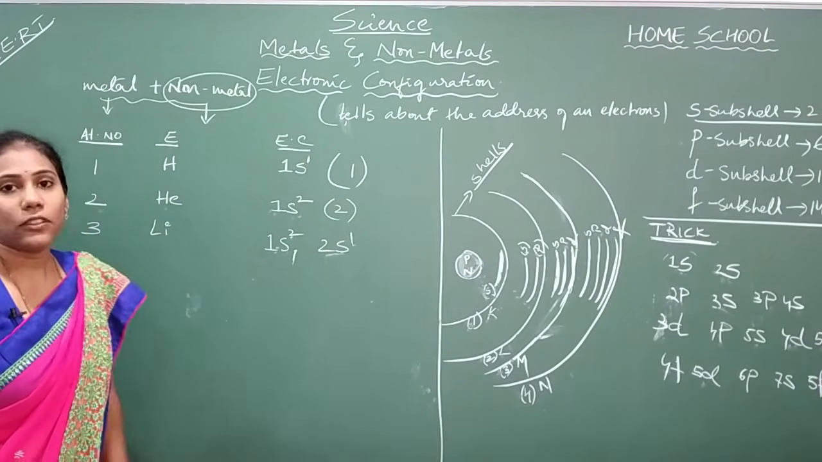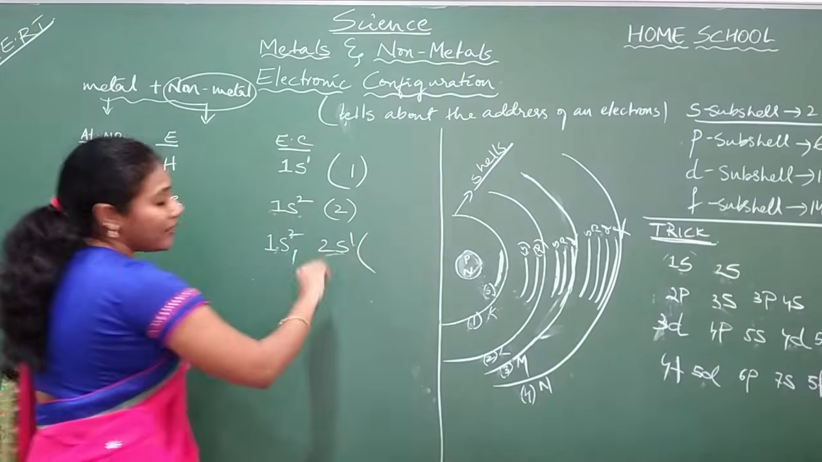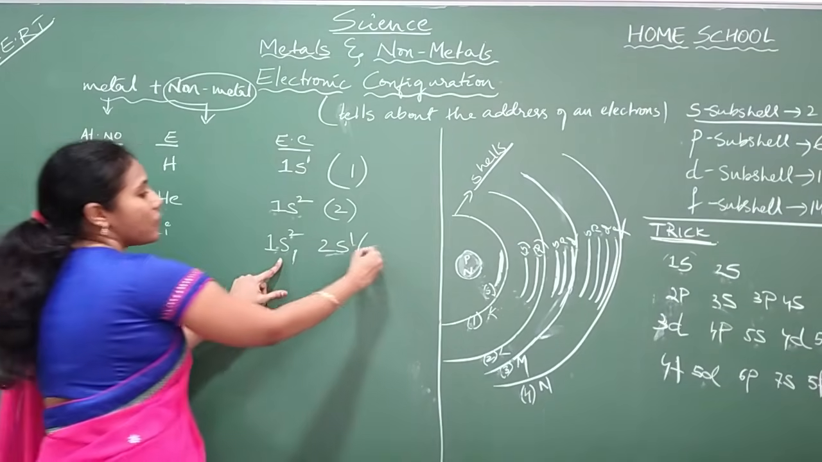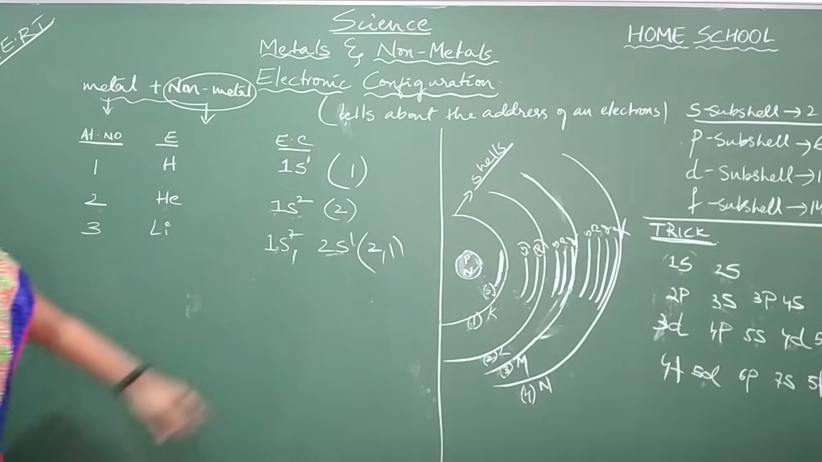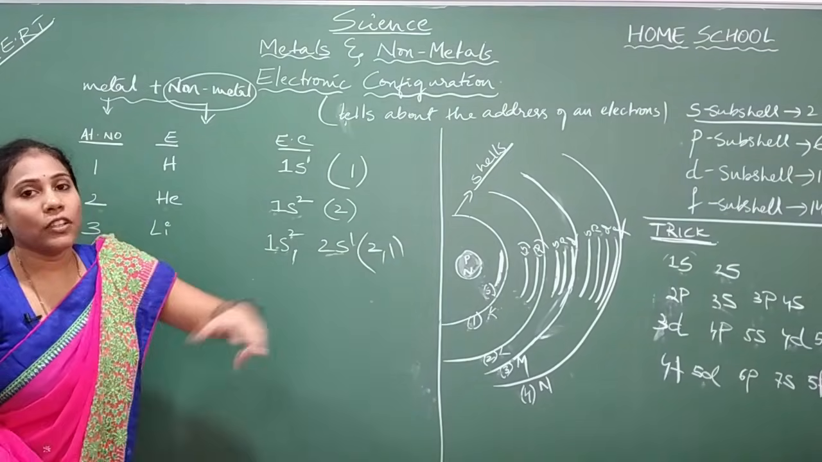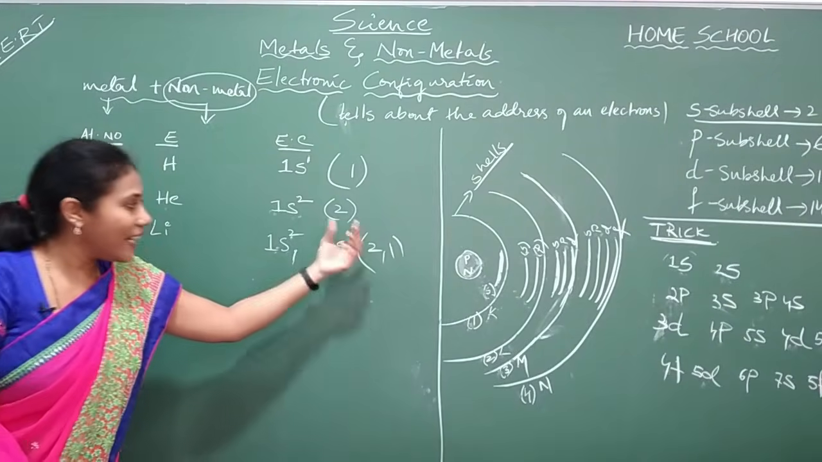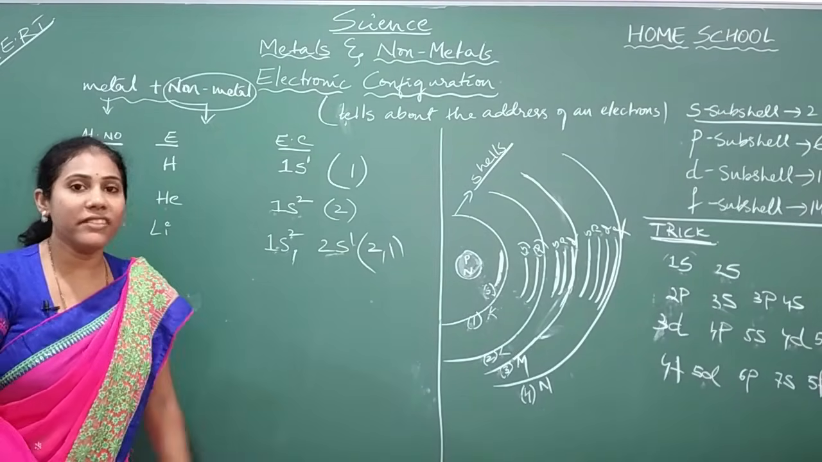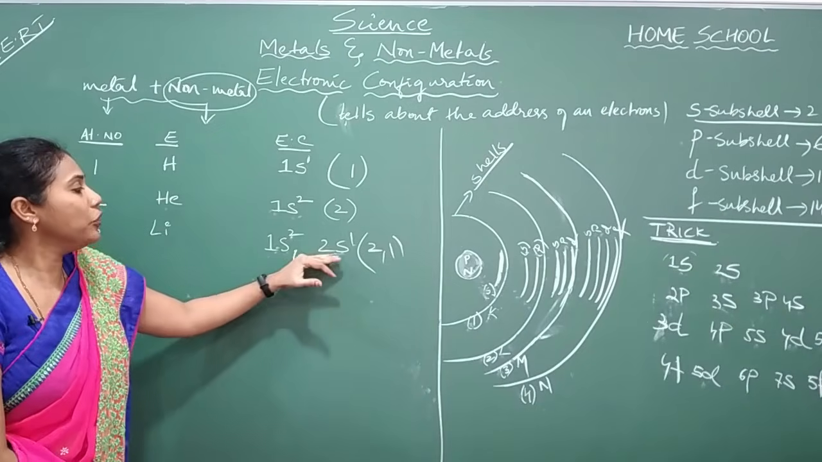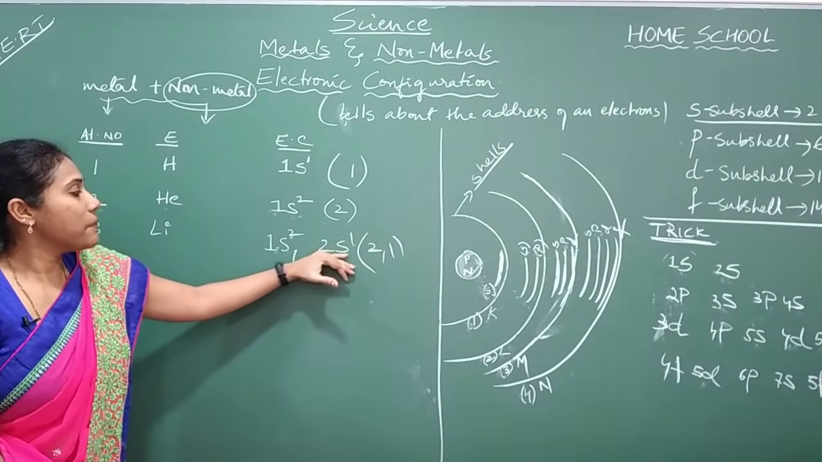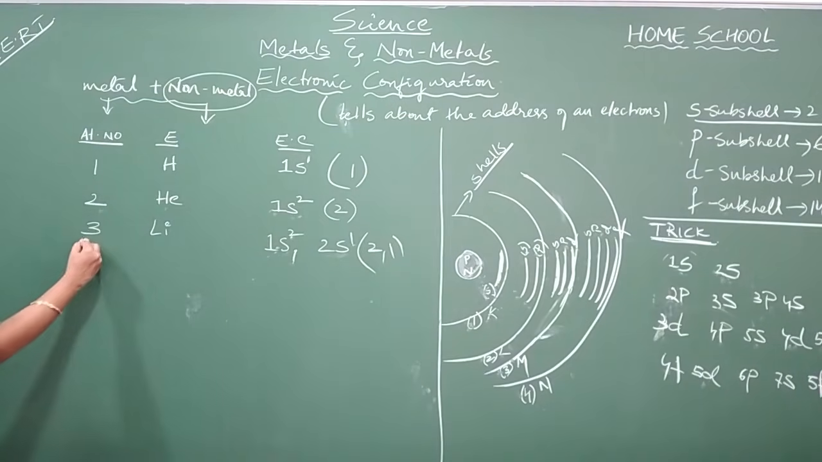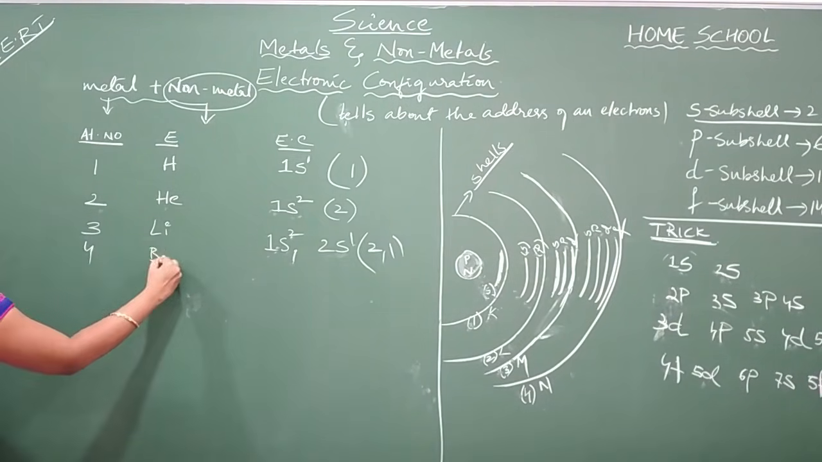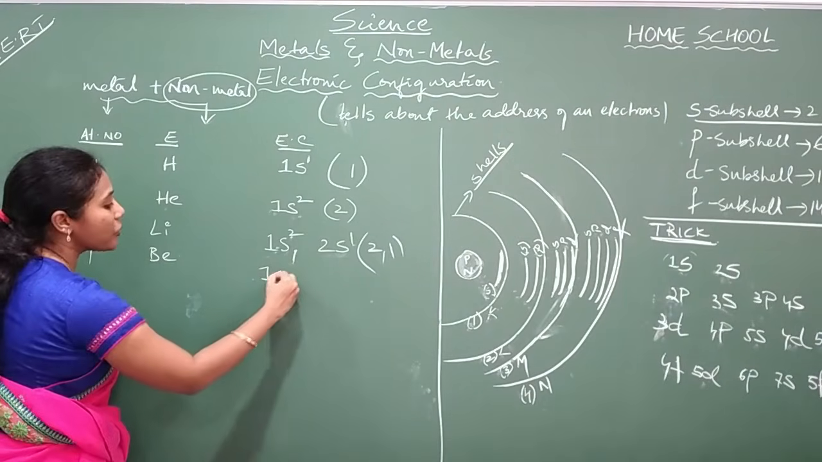Altogether 3 electrons. So how did you write the electronic configuration in the previous classes? For lithium, 2, 1 you have written. Yes or no? So this was the way of writing electronic configuration that you followed in the previous classes. But now you have to remember this. It is better to write in this way. Fine. And coming to the fourth element, what is that? Beryllium.